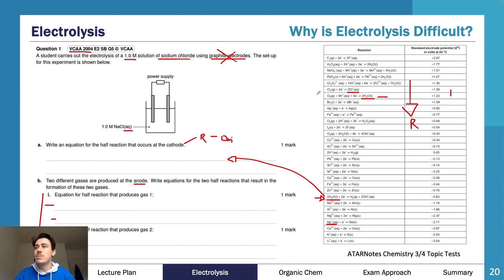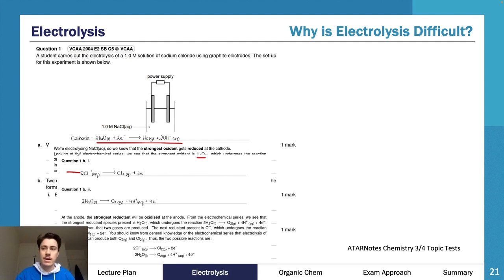You're not just going to get 100% O2. You're going to get a little bit of Cl2. Not a lot, but a little bit. And that's what this question wants you to recognize, that these are really close to each other, and therefore you will get a little bit of Cl2 gas. So I would put this as my second one, and I would write Cl2 gas will be produced.